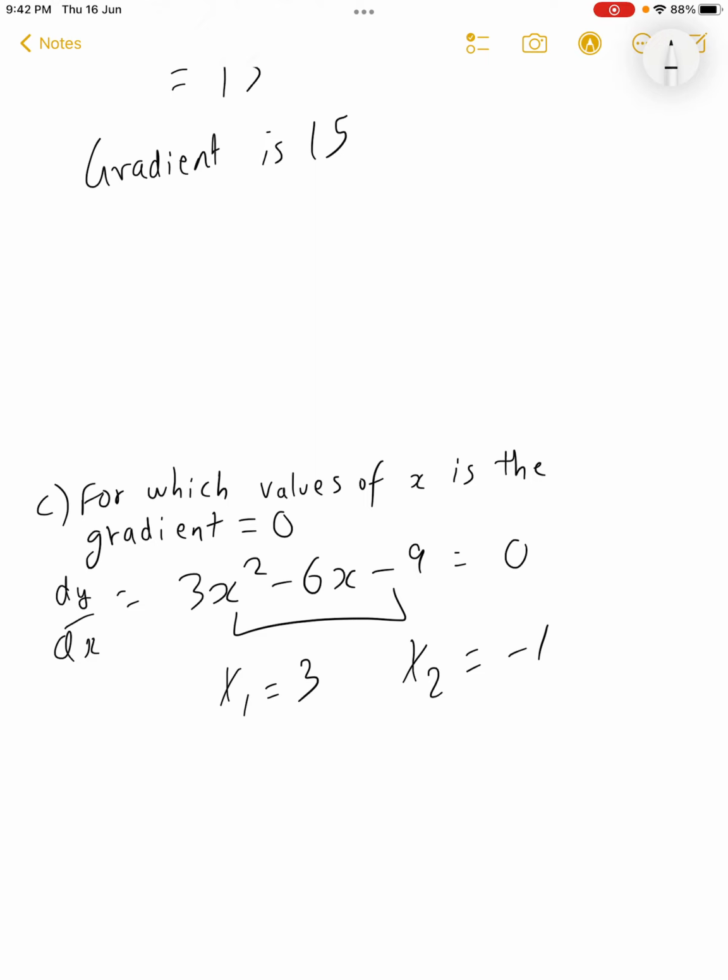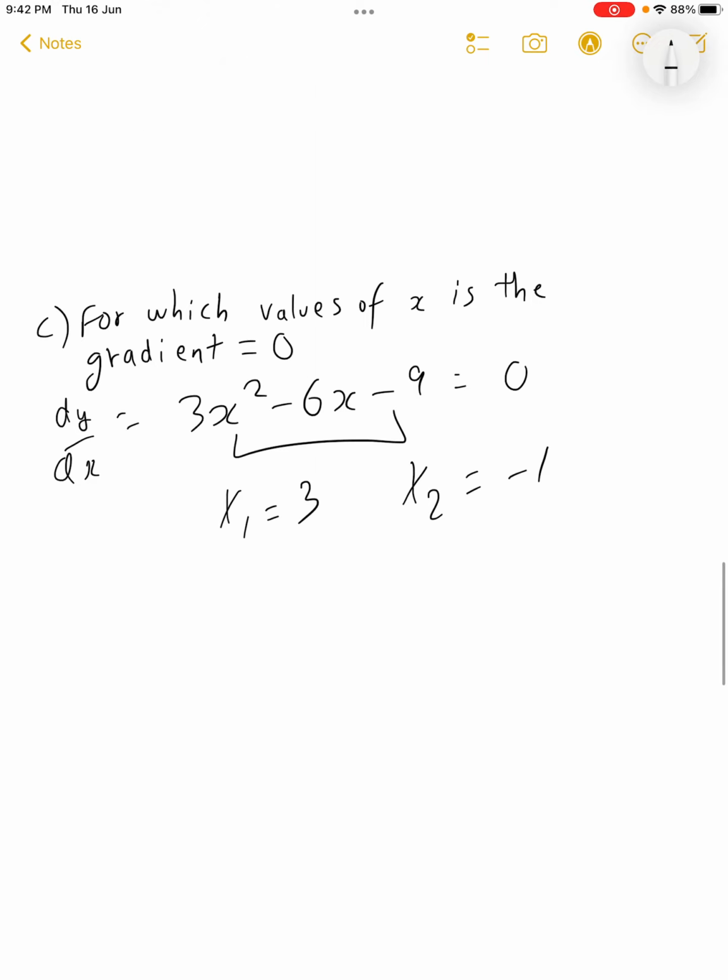Check out the calculator video. It teaches you how to do factorizing of quadratics.